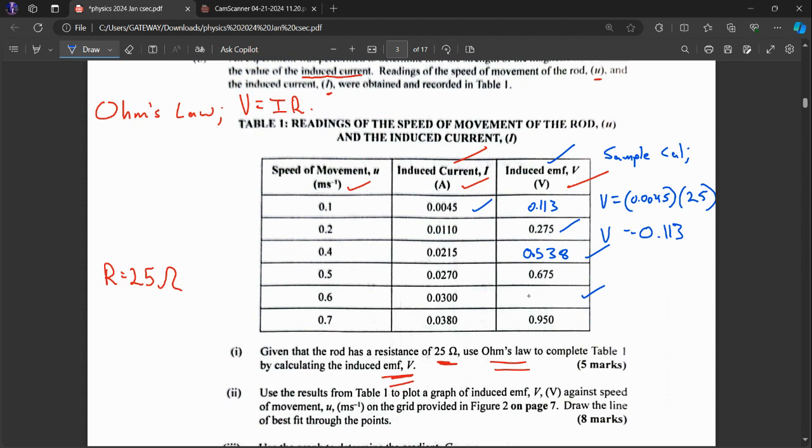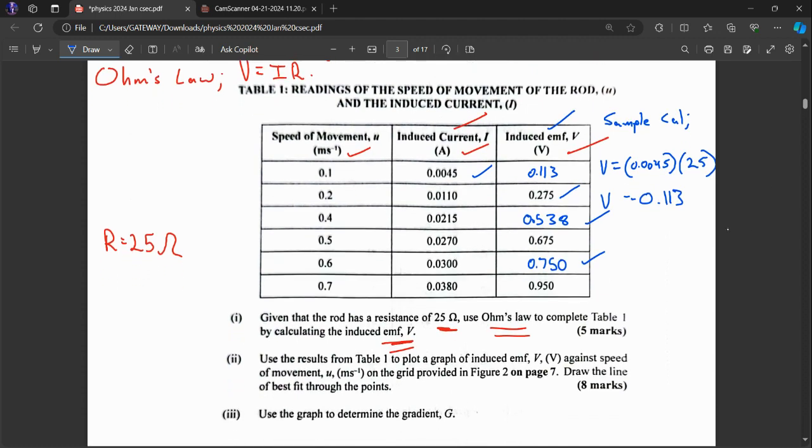Right. The other one will be 0.75. Now, if you left it at 0.75, that would not be the correct way of putting it. You would put your 0 here because you want to write it to 3 decimal places, right? 3 significant figures, right?